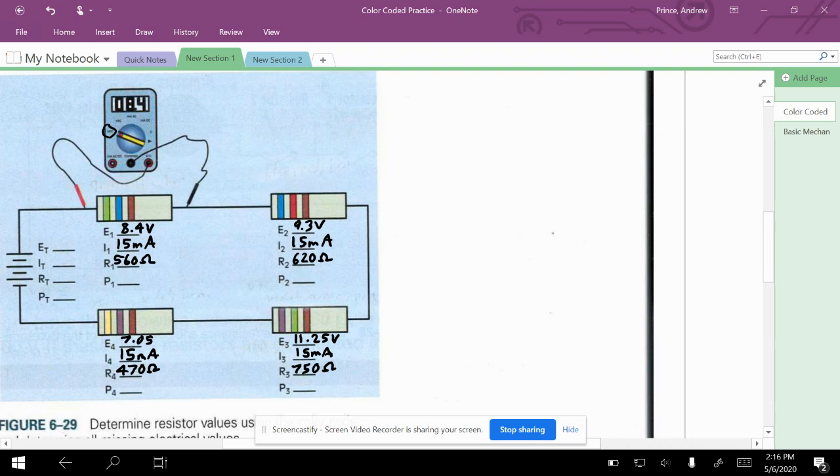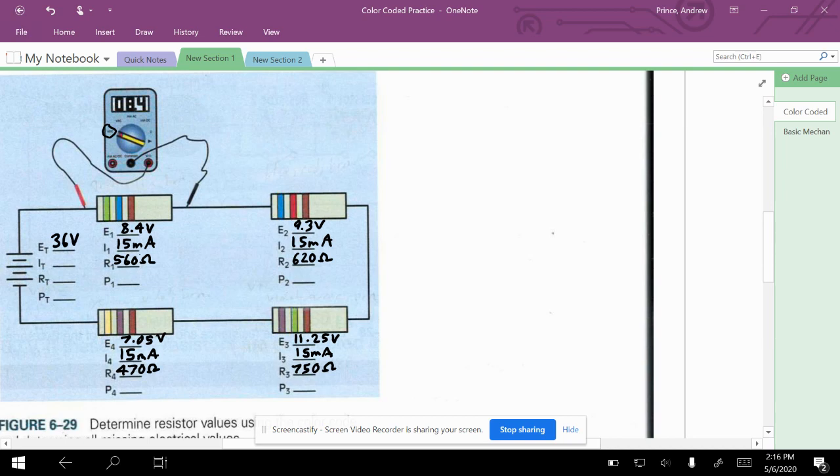Now from here, there's a couple of different directions you can go. We still got to find all these values, so we can solve for a number of those at this point. The easiest one would just be to add up the voltage drops and find the total voltage. So if I add this value, and this value, and this value, I should get this value. So let's do that. 8.4 plus 9.3 plus 7.05 plus 11.25 gives me a voltage total of 36 volts.